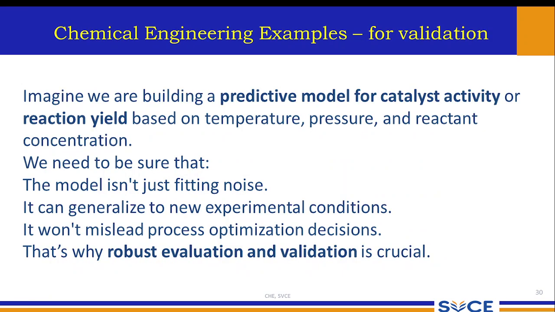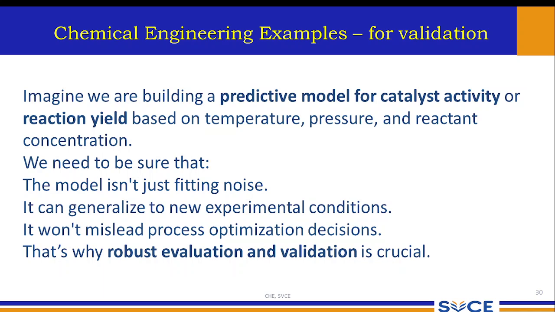So, the chemical engineering example which I would like to highlight. Imagine we are building predictive models for catalyst activity or reaction yield based on the temperature, pressure and the reactant concentration. We need to be sure that the model is not just fitting noise, and that it can generalize to new experimental conditions. It won't mislead process optimization decisions. That's why robust evaluation and validation is crucial.